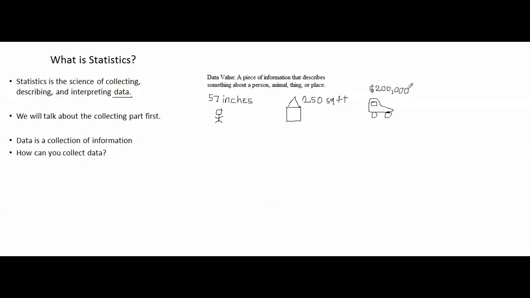So far we have three data values on the board. 57 inches is the data value, 250 square feet is the data value, and $200,000 is the data value. Each of these three things that we see here is a piece of information that describes something about a person, a place, or a thing.